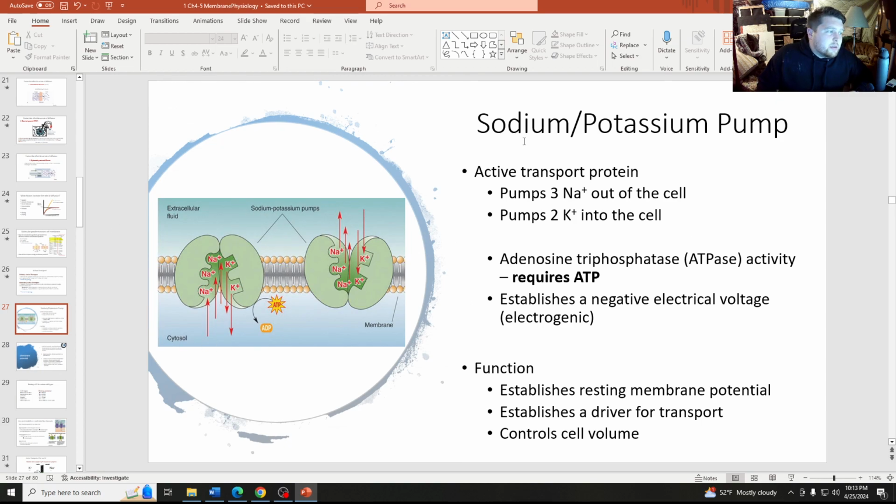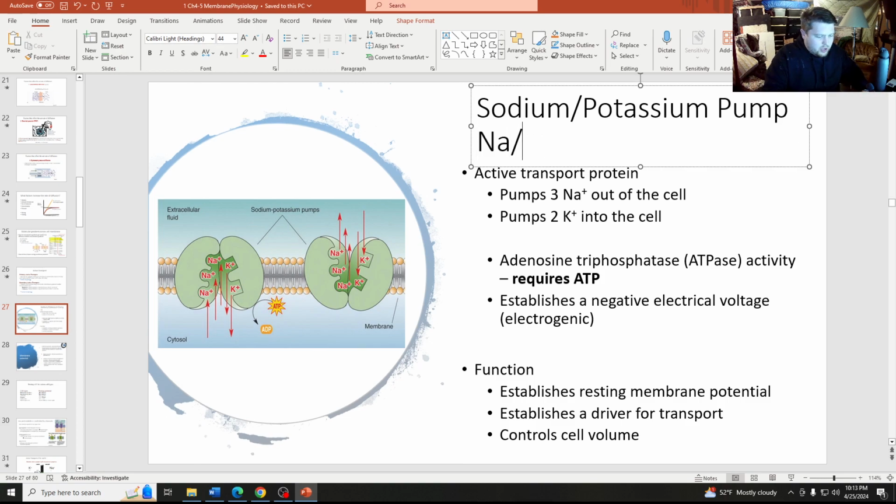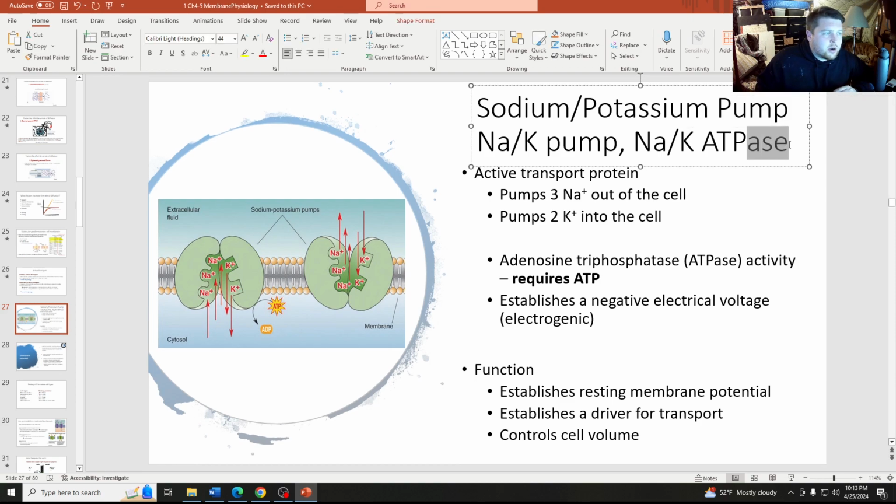The sodium-potassium pump, you can also see it written as the sodium-potassium ATPase, anything like that. This is how you can see it written. And remember from Biochem 1, ases are enzymes. ATPase specifically is the enzyme that's going to break down ATP, that adenosine triphosphate, which is our main source of energy. So pause, back up.